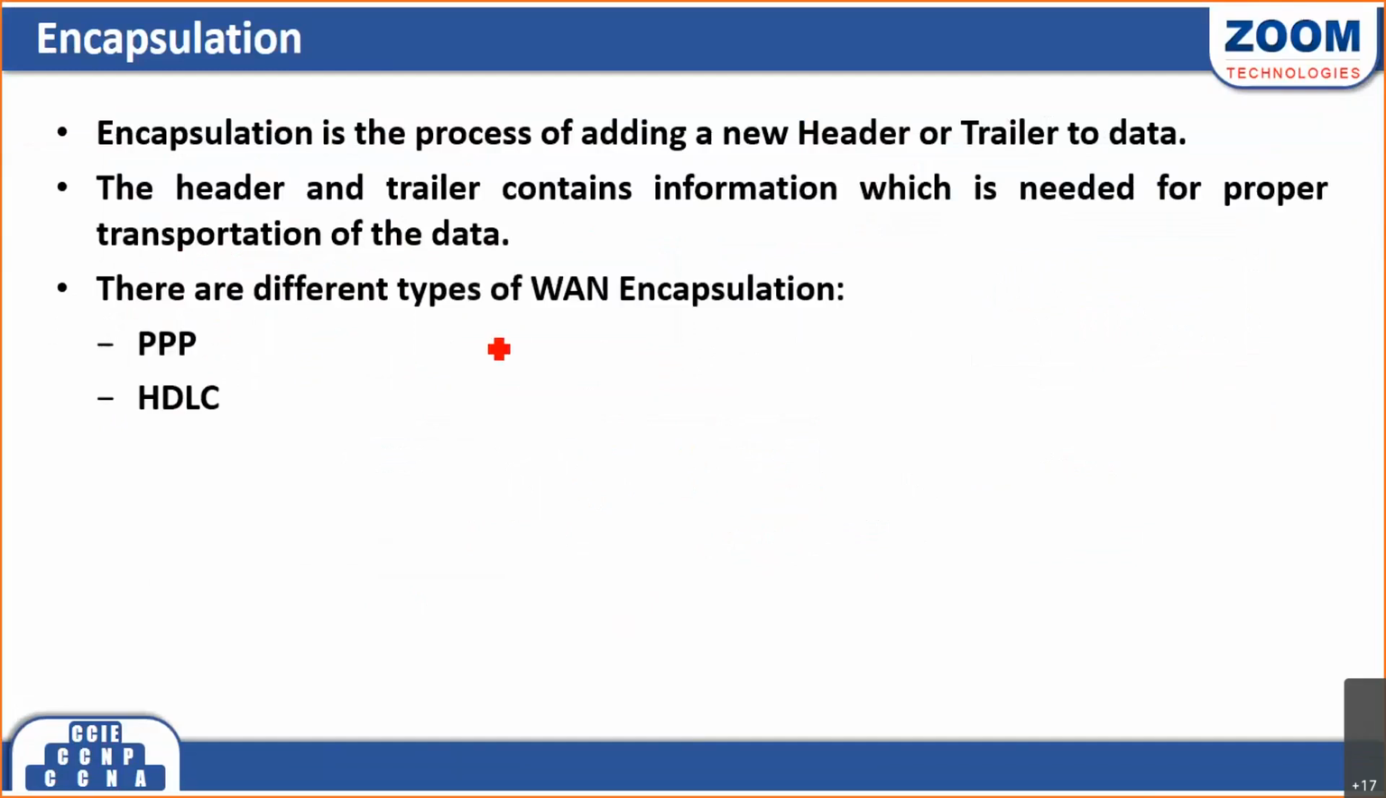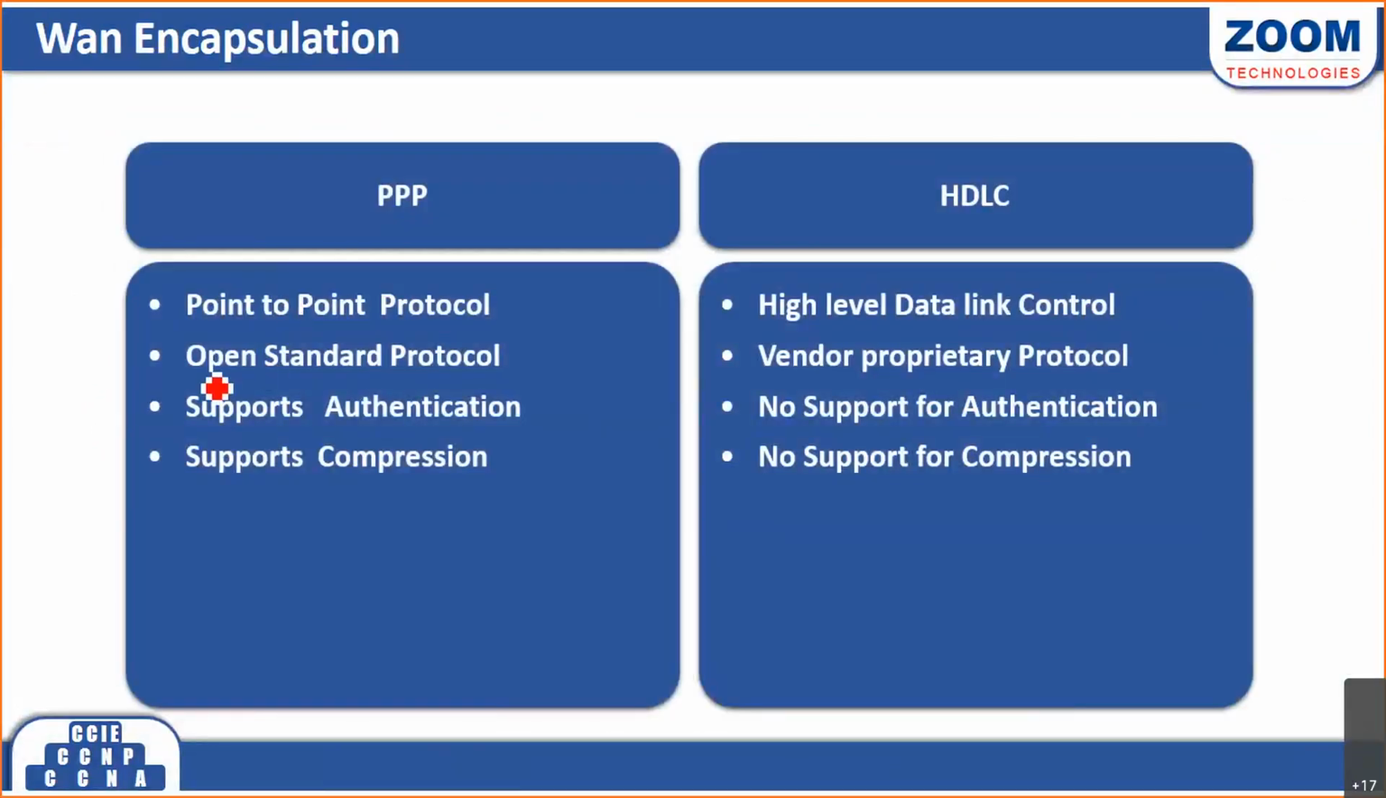So there are different types of WAN encapsulations, point to point protocol and SDLC. Point to point protocol is an open standard protocol, supports authentication, and supports compression, also data compression. SDLC, high level data link control, is a vendor proprietary protocol, with no support for authentication and no support for compression.